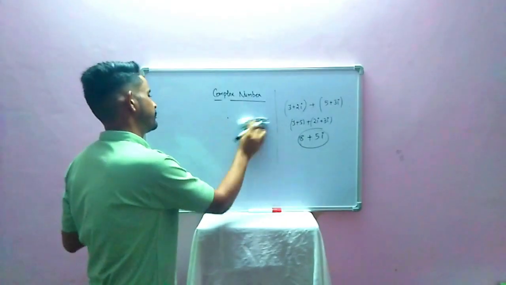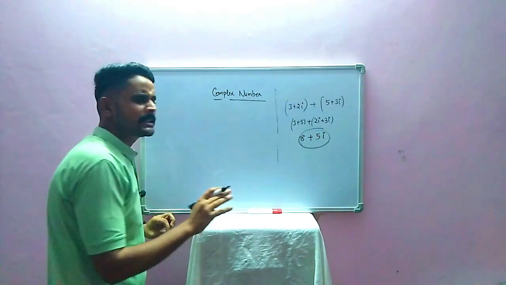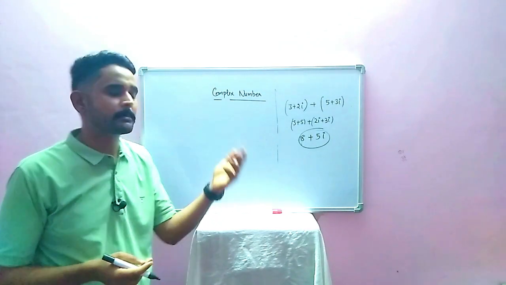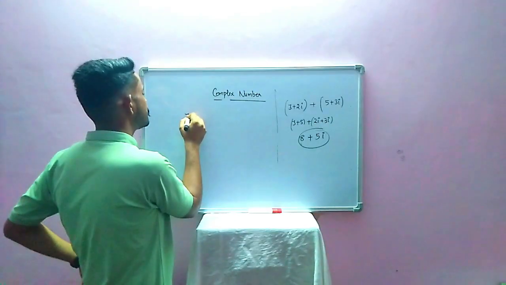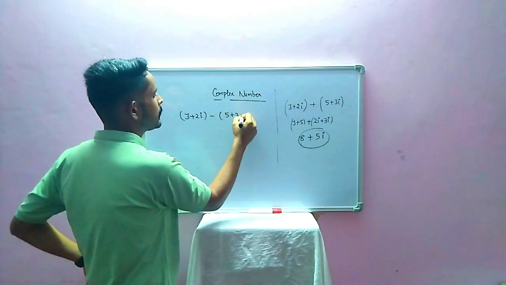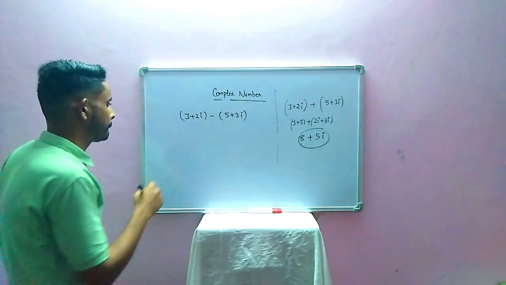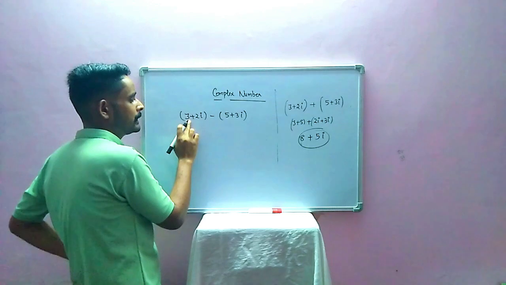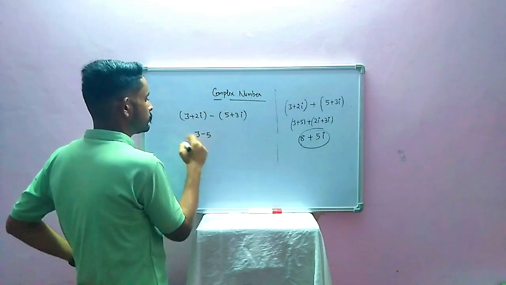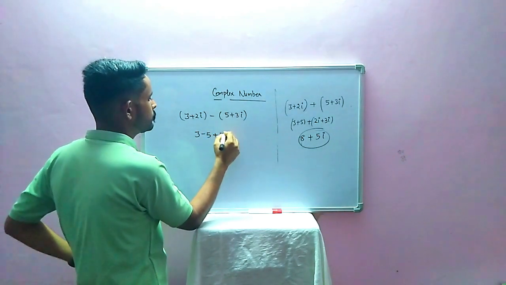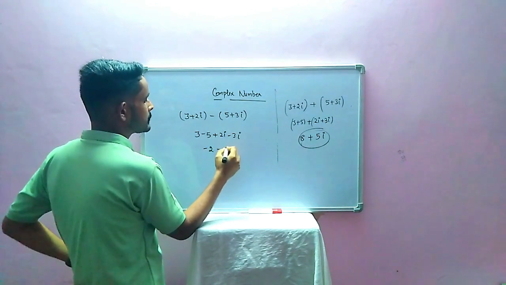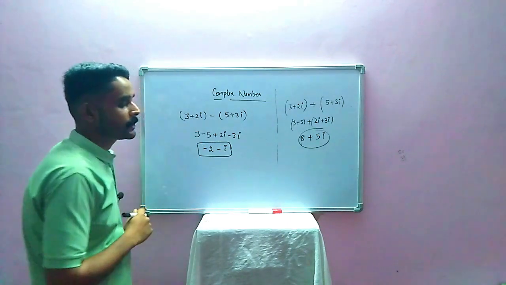Now in case of subtraction, things are the same. The real part is subtracted from the real part and the imaginary part is subtracted from the imaginary part. Take the same example, 3 plus 2 iota minus 5 plus 3 iota. Real part is subtracted from the real part, so 3 minus 5 plus 2 iota minus 3 iota. 3 minus 5 is minus 2, and 2 iota minus 3 iota is minus iota.